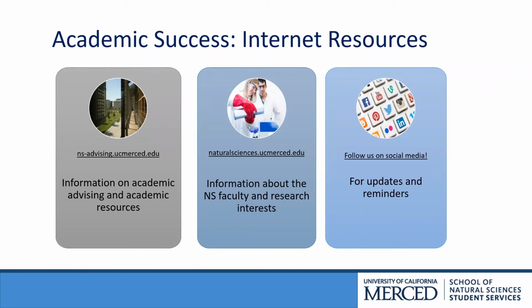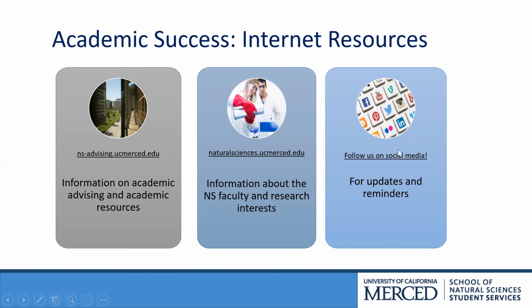You also have the naturalsciences.ucmerced.edu website. That's the overall natural sciences website. This is actually the best place to get information about the NS faculty, what they teach, and also the research that's going on on campus. They have an area called research areas, where it identifies what kinds of research are going on. If you click on that, it'll give you additional information about the different labs on campus, who's running the labs, and what topics they are covering, in case you're interested in doing research in the future.